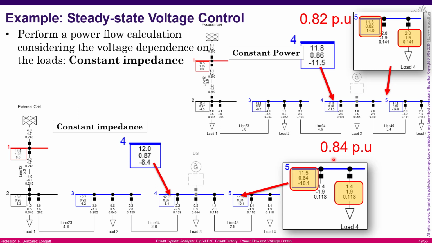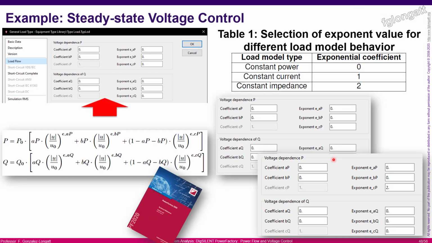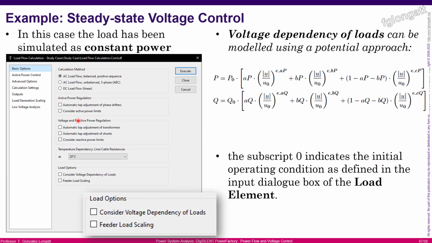Right now I will close the example about the voltage dependence on the loads. I hope that you understand that what you need to do is configure and make the proper settings at the load type. And also what you need to do is enable considering the voltage dependence of the load at the command load flow, okay? In a few minutes we will do it with that sample and you will see the process, okay?